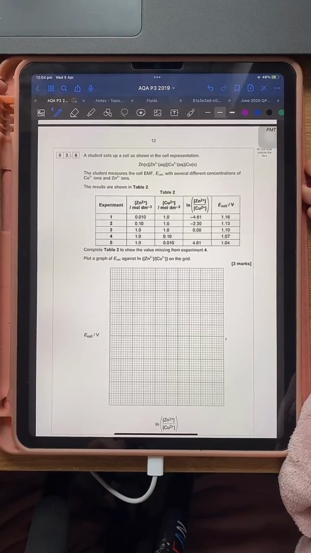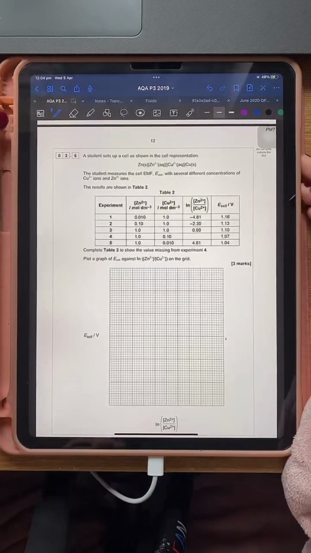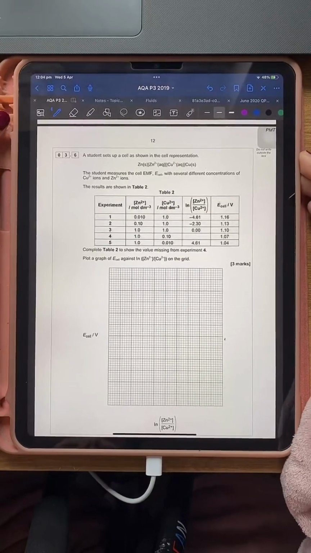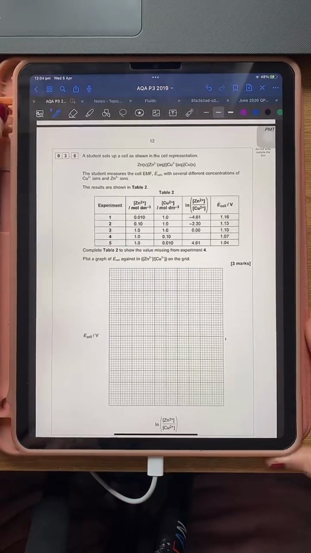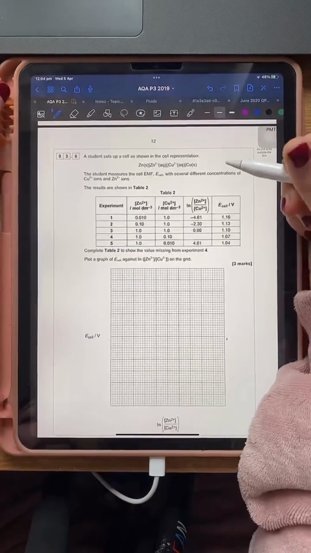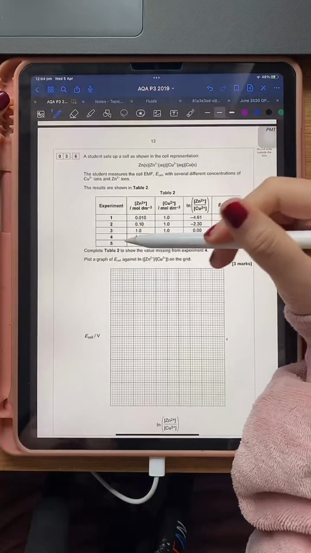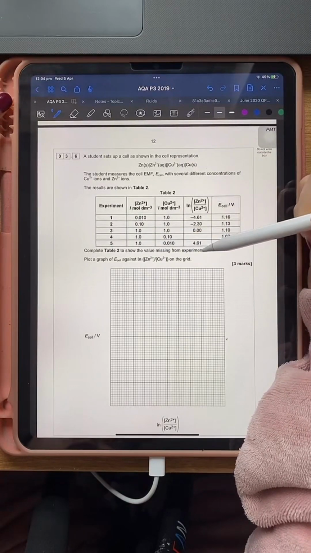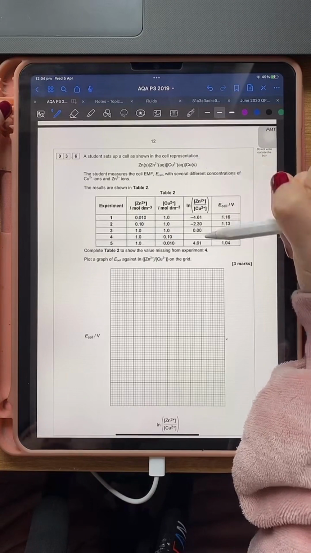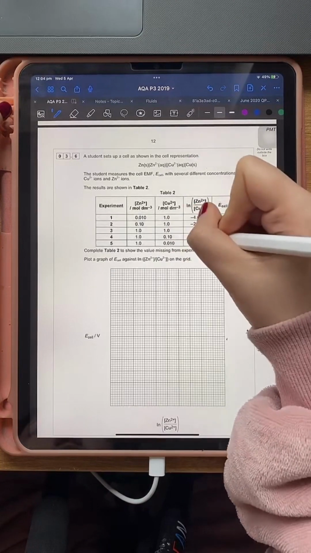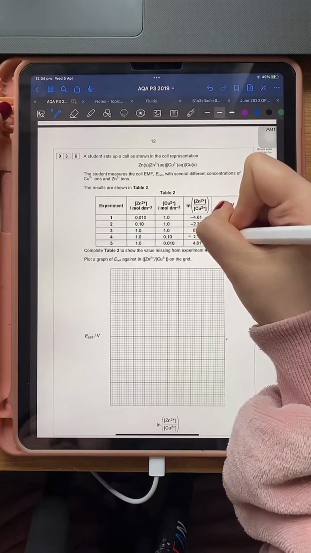Morning for half an hour, and we're continuing with the rest of it right now as well. Okay, let's start. First things first, we have this E cell. We are asked to complete the missing value. So you can put that into your calculator and you will get positive 2.30.